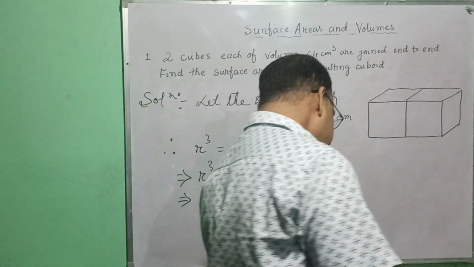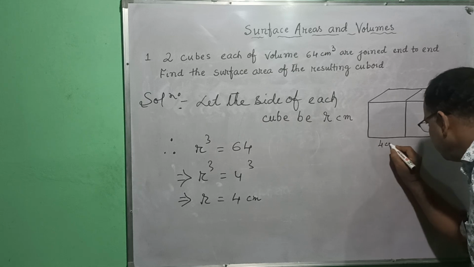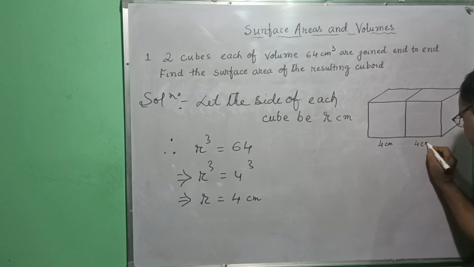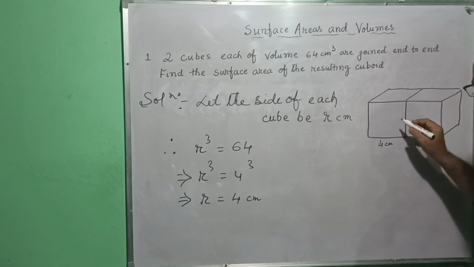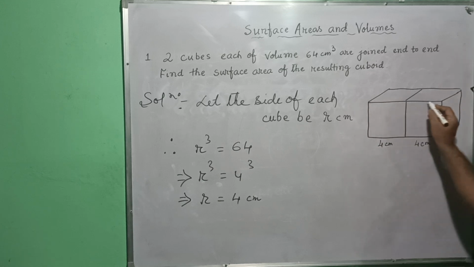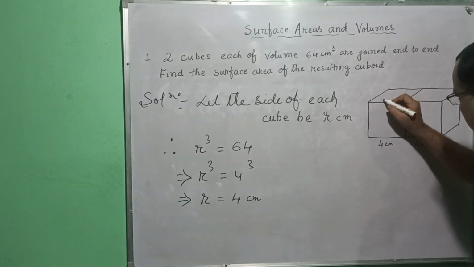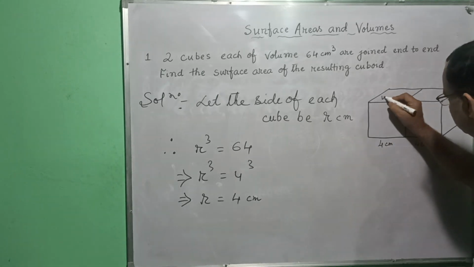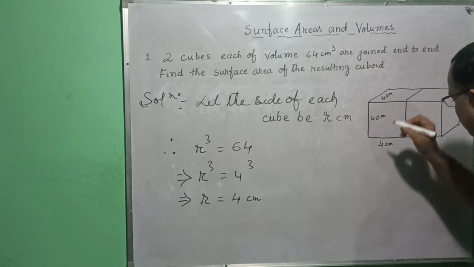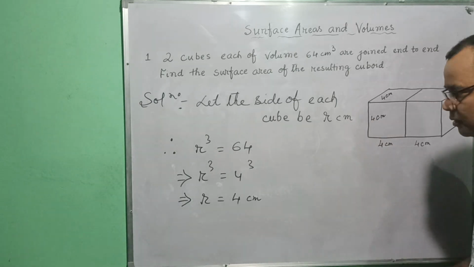Now if we see the figure again, then we can see that here it is 4 centimeter. As the two cubes are joined, that one is also 4 centimeter. And from any point, suppose from here, this is the length. So length is 4 plus 4 equal to 8 centimeter. This is the breadth, which is 4 centimeter, and the height is also 4 centimeter. Only the length is 8 centimeter. So this is the dimension of the resulting cuboid.